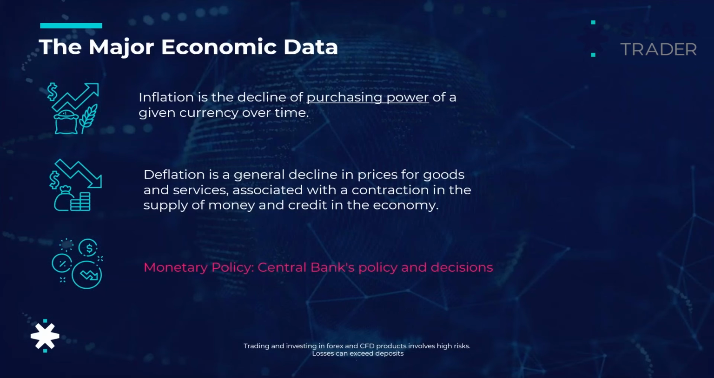Moving next, we will be talking in depth about inflation, recession, and monetary policy, because in 2022, these three terms are the most used and the ones we hear about the most.